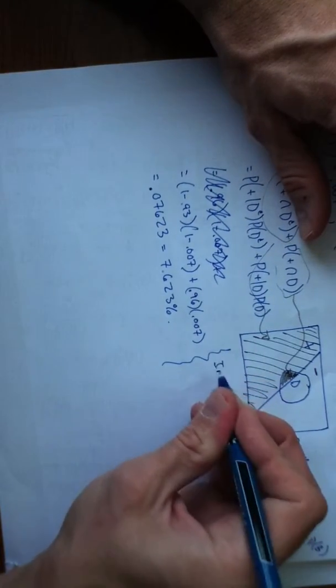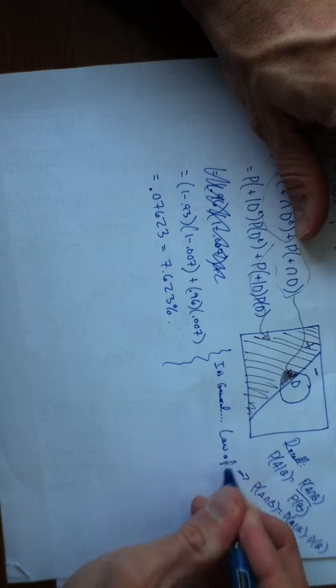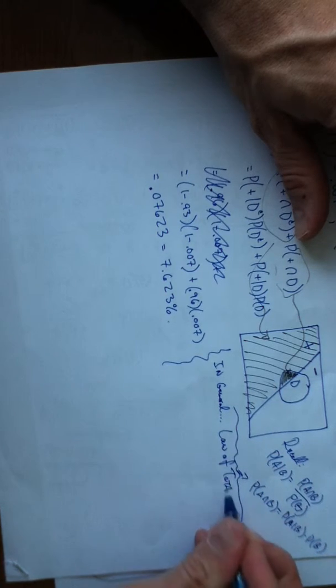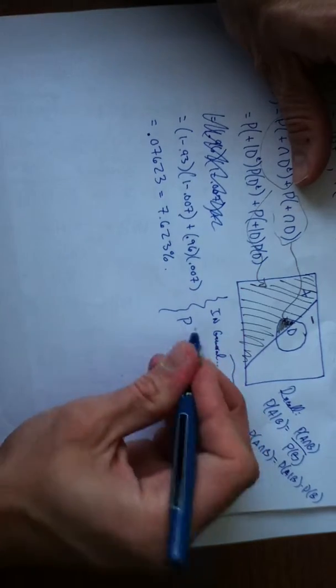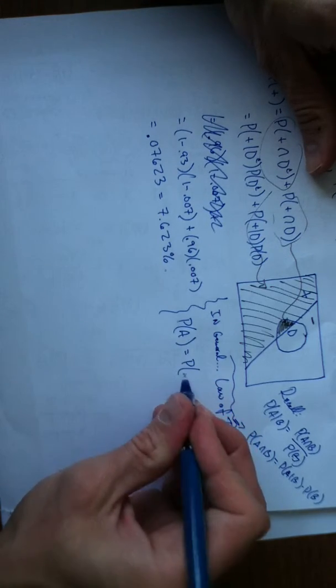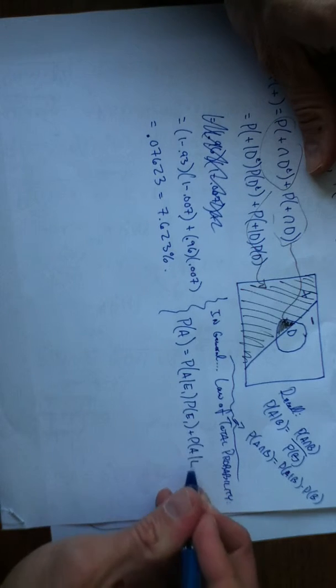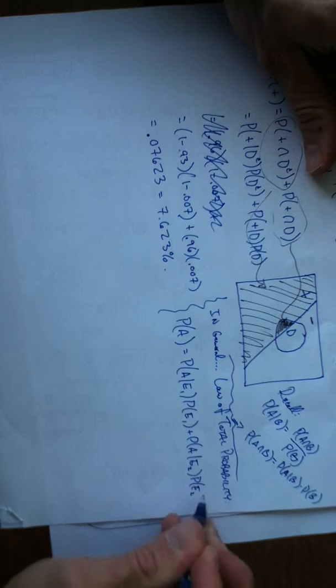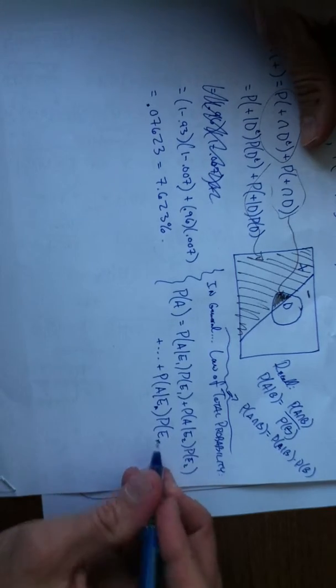So in general, this is called the law of total probability. What it says is that the chance of some event A can be written as the chance of the event A given some event E1 times the chance of E1, plus the chance of A given some other event E2 times the chance of E2, plus, keep on going, the chance of A given E sub n, if you have n disjoint events that make up the entire space. It can be written like this.